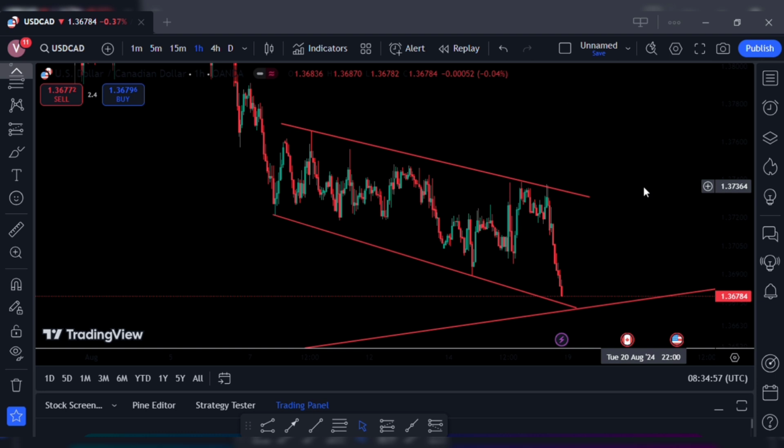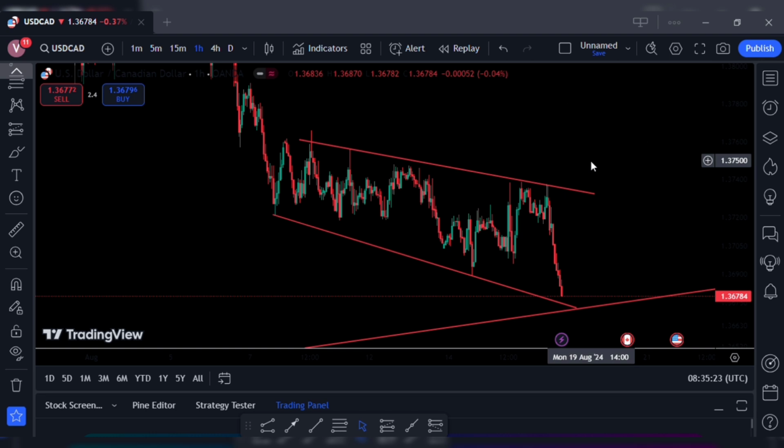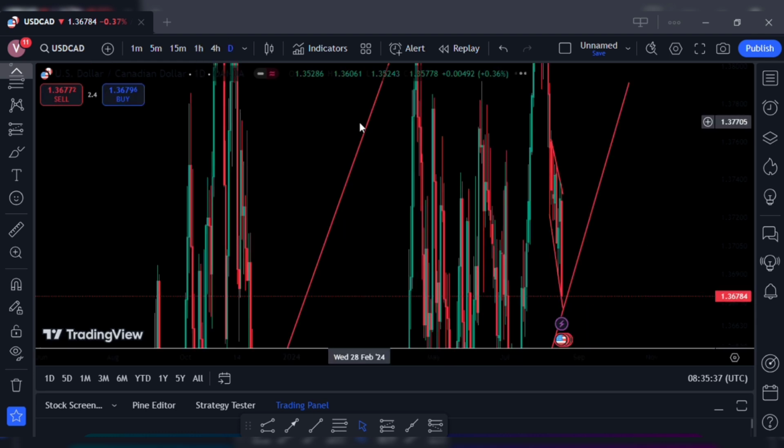When you are having a sell on the higher time frame and you are having a buy on the lower time frame, what do you do? And both of them are about to happen at the same time. What do you do in this kind of market condition? Well, let us go back to our higher time frame and check something.